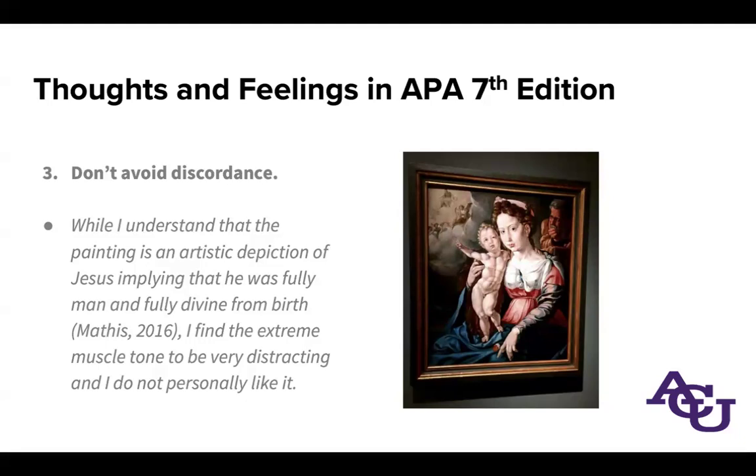It's identifying what you think the intent is in the image, grounding that with a citation. It's describing the element that you're discussing, the extreme muscle tone. You could even say the extreme muscle tone, such as the abdominal definition on the baby Jesus.